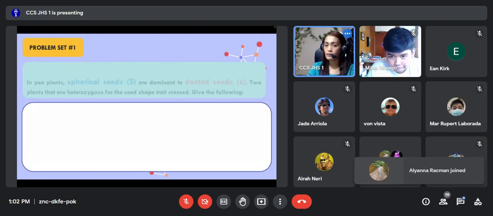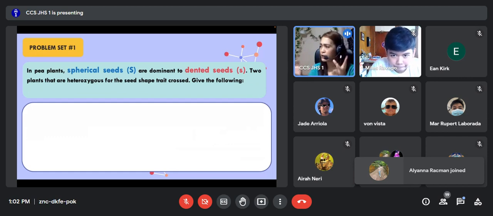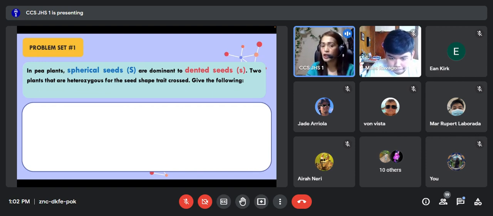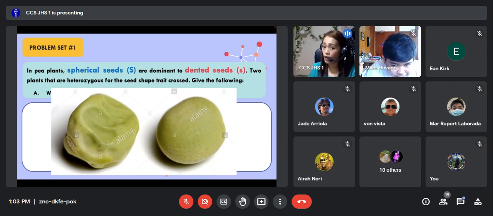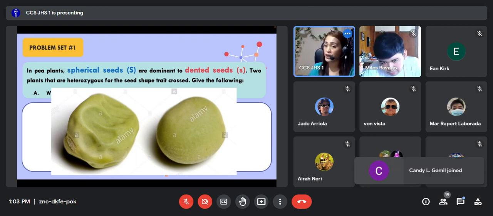So let's start. Okay, since this is the beginning, I believe you all actually had this in grade 8, so just to refresh our memory. The first question is, what are the genotypes of the parent? So here, so that you can visualize, one is dented and the other one is spherical. Now, which do you think is the dominant option here? The one on the left or the one on the right? The one on the right. Okay, right. So it's spherical or round or it has a smooth surface.